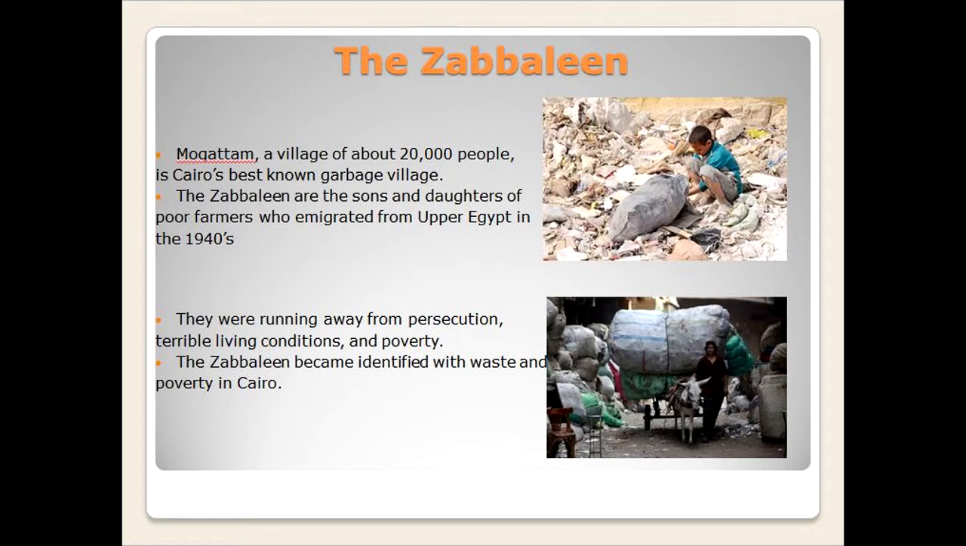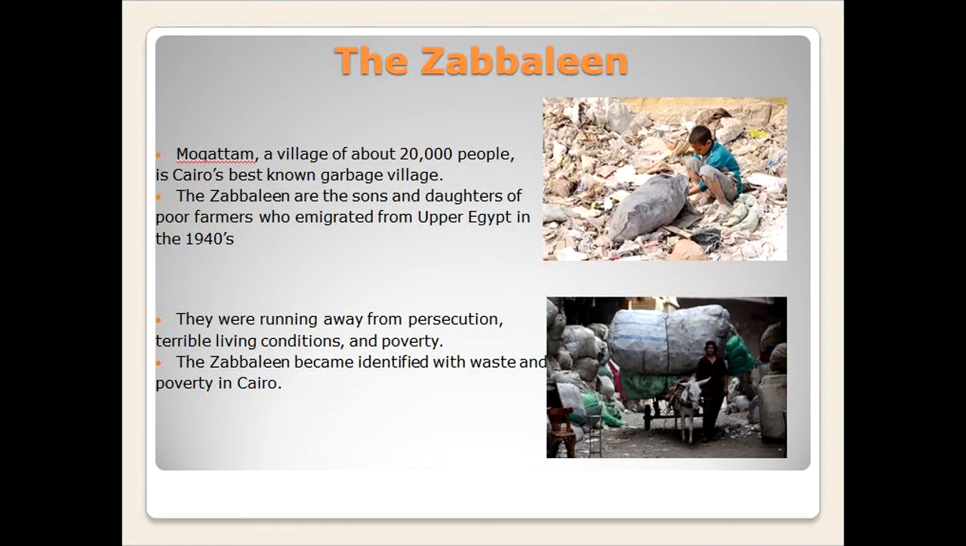A good example of how people today are dealing with the waste problem is to examine a special group of people called the Zebulun. The Zebulun are the sons and daughters of poor farmers who came from Upper Egypt in the 1940s. Their village numbers about 20,000 people, and it is identified with waste and poverty in Cairo.